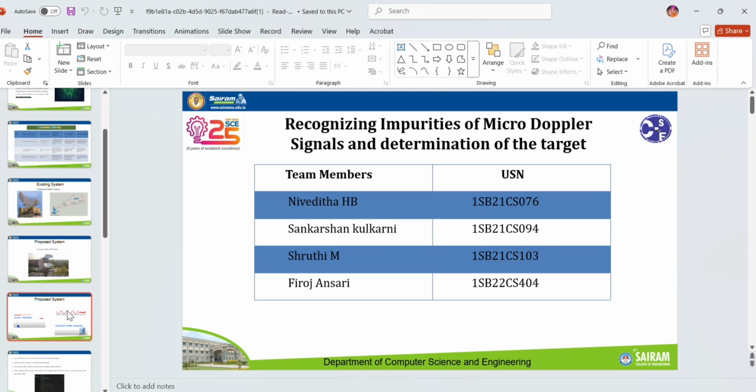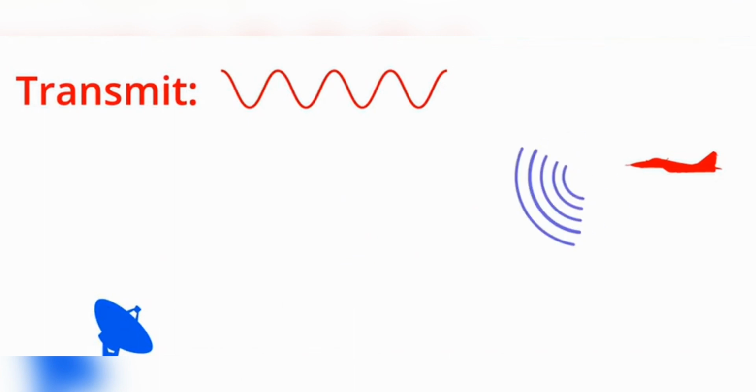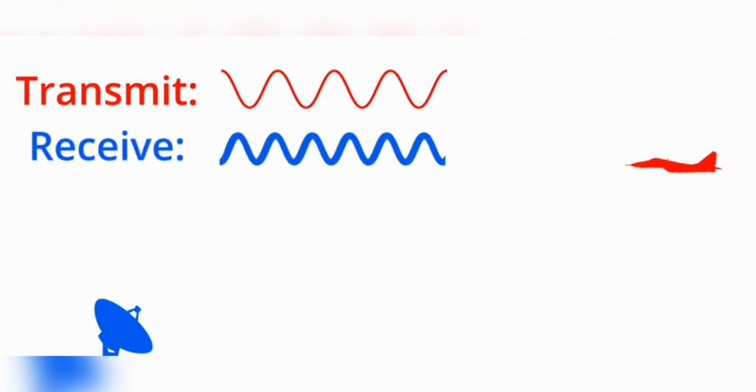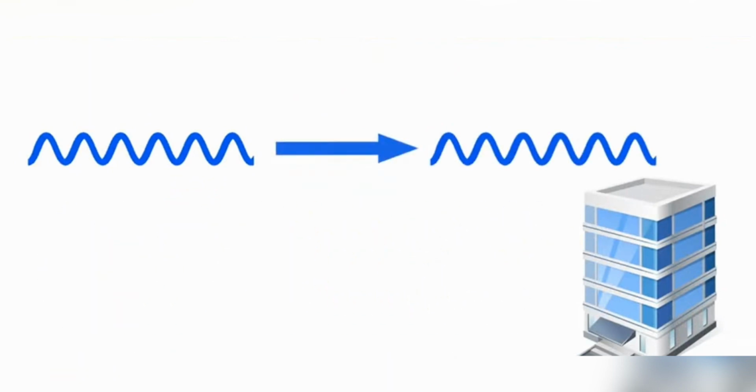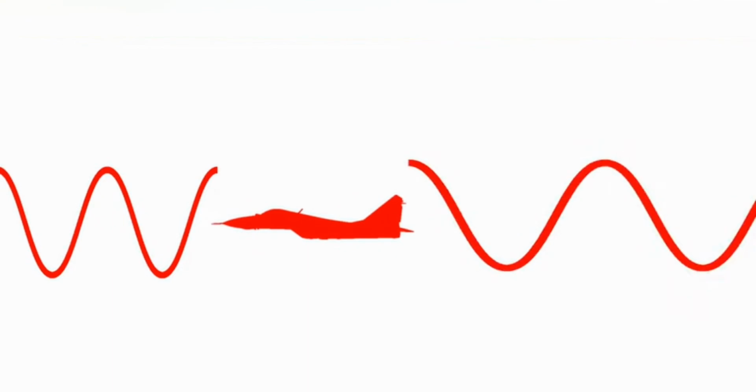So micro-Doppler signals are nothing but this. If an antenna transmits a signal in space and an object is hit, the signal will be received back at the antenna. If the transmitted signal hits a constant object, the received signal will have the same wavelength. If the object starts moving, it will compress the wave, and the distance between the waves will decrease, and the waves behind the object will be increased.